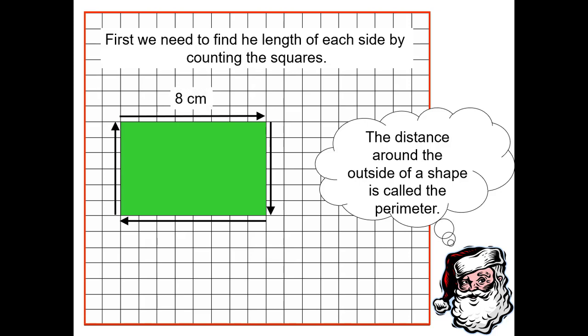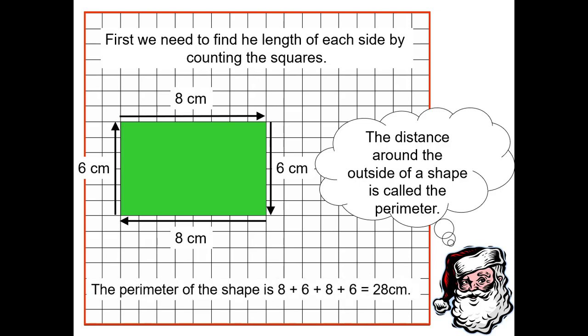We have 8 centimeters as the length, 6 centimeters as the width, 8 centimeters as the length again because two opposite sides are equal, and then 6 because opposite sides are equal. So if you want to find the perimeter of this shape, you will have to add all the sides together and you find the perimeter. Take a look and see. The perimeter of the shape, as you can see in green, will be 8 plus 6 plus 8 plus 6, and you get a total of 28 centimeters.